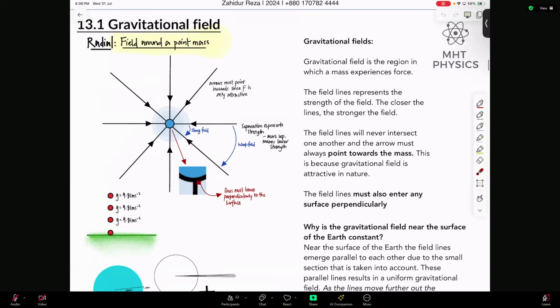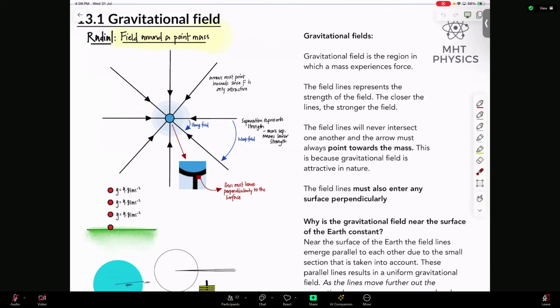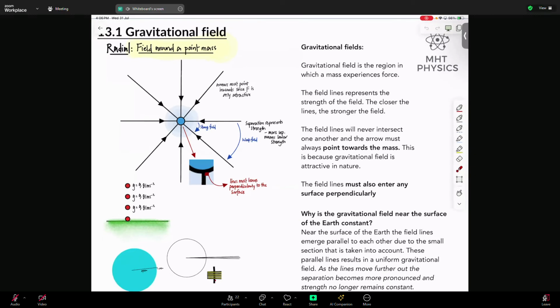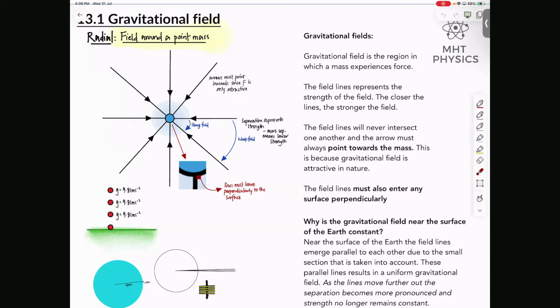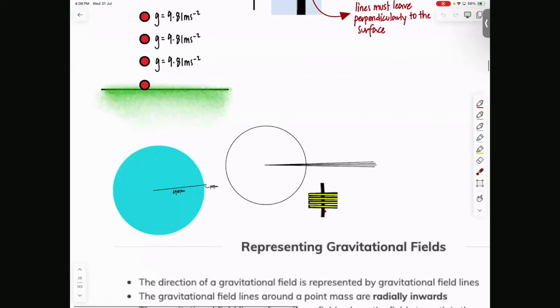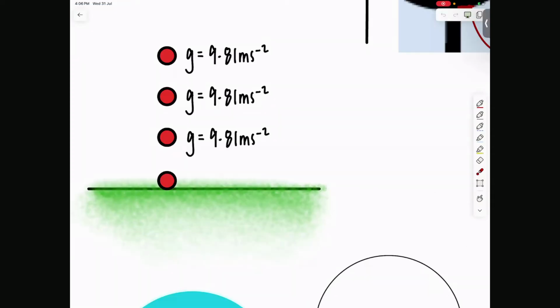The field pattern, or why is the field uniform near the surface of the Earth? No? Then can you explain to me why the gravitational field near the surface of the Earth is constant? Back in our AS, when we did our projectile motion questions, we always took g as how much? Minus 9.81, and it was the same everywhere. But the further you go away from a planet or any mass, g is supposed to change more or less. When we do our math, we don't really bother about that. We take it to be constant. Why is that so?